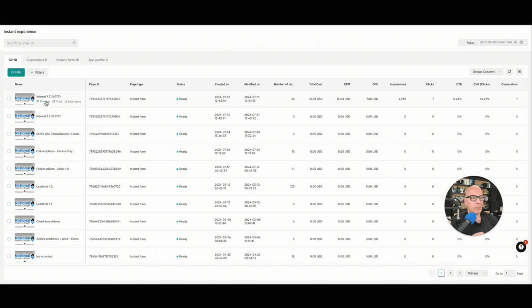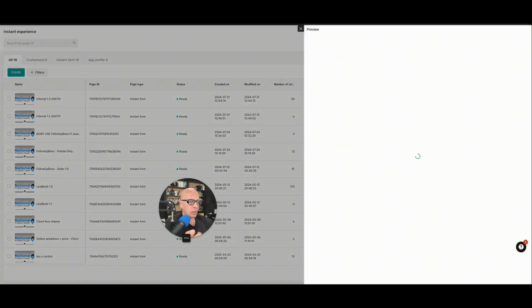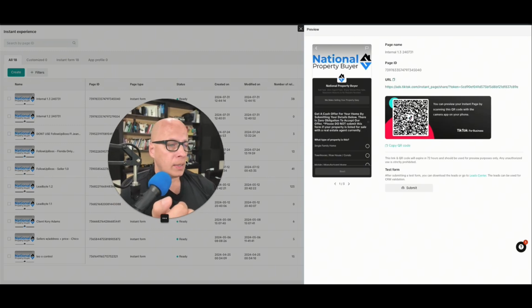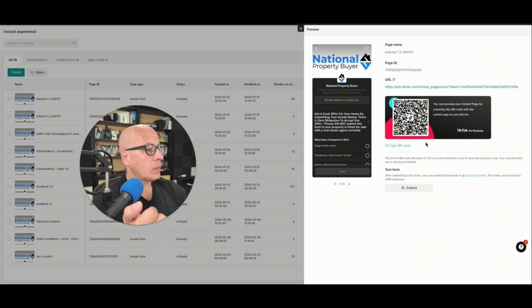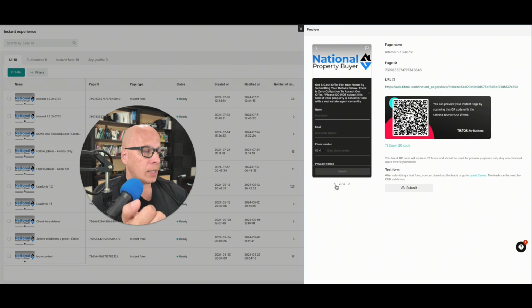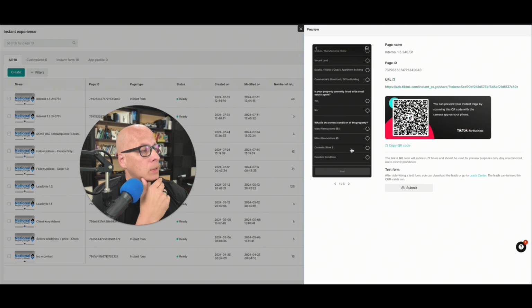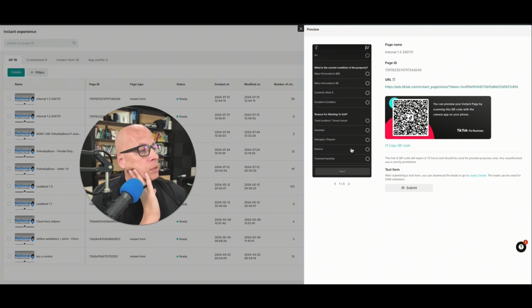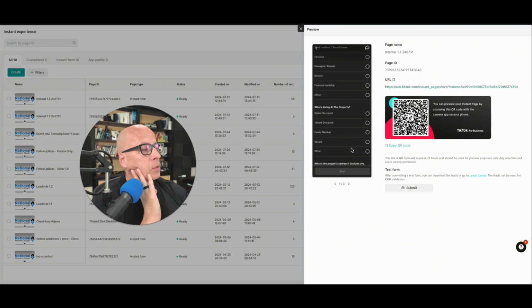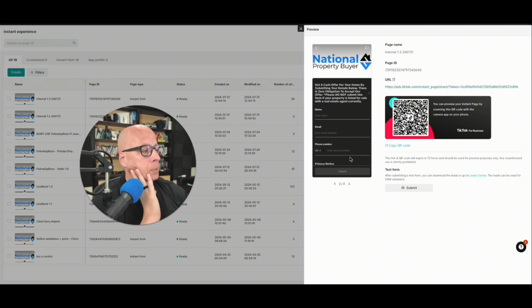But we use what's called an instant page on TikTok, and a lead form is the name for it on Facebook. It's a form built into TikTok that allows us to ask a bunch of questions. We ask what type of property this is. Is your property currently listed with a real estate agent? What is the condition of the property? Reason for wanting to sell, who's living at the property address, and the asking price, and then the person's information. And then we have that lead sent to our CRM or to our email or wherever you want the lead sent.